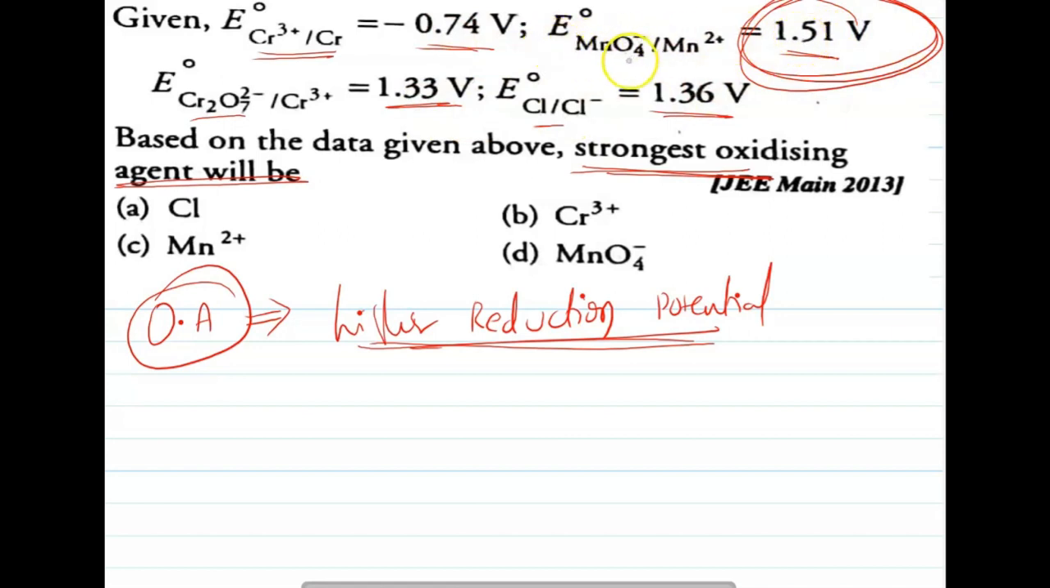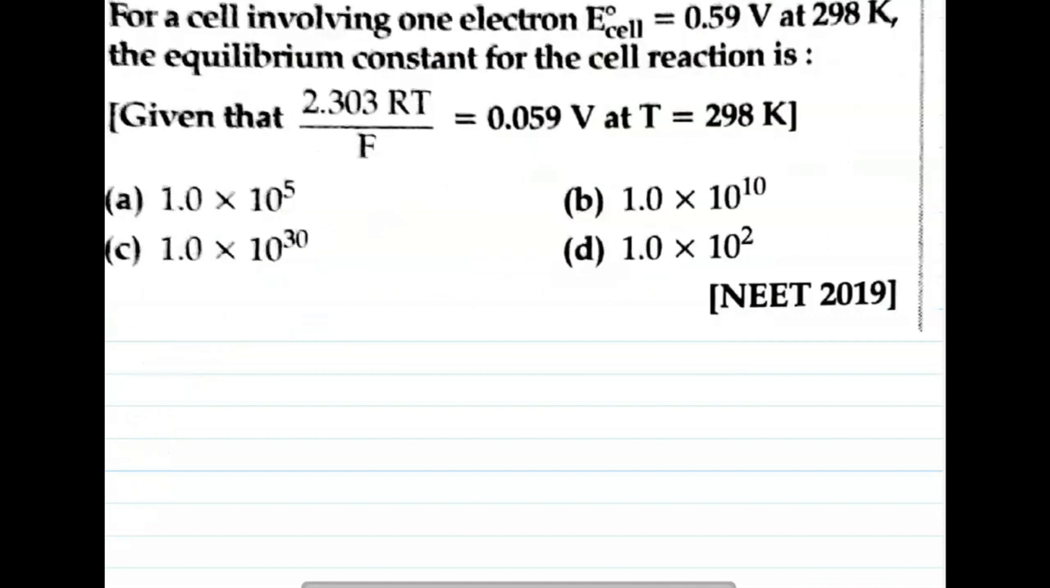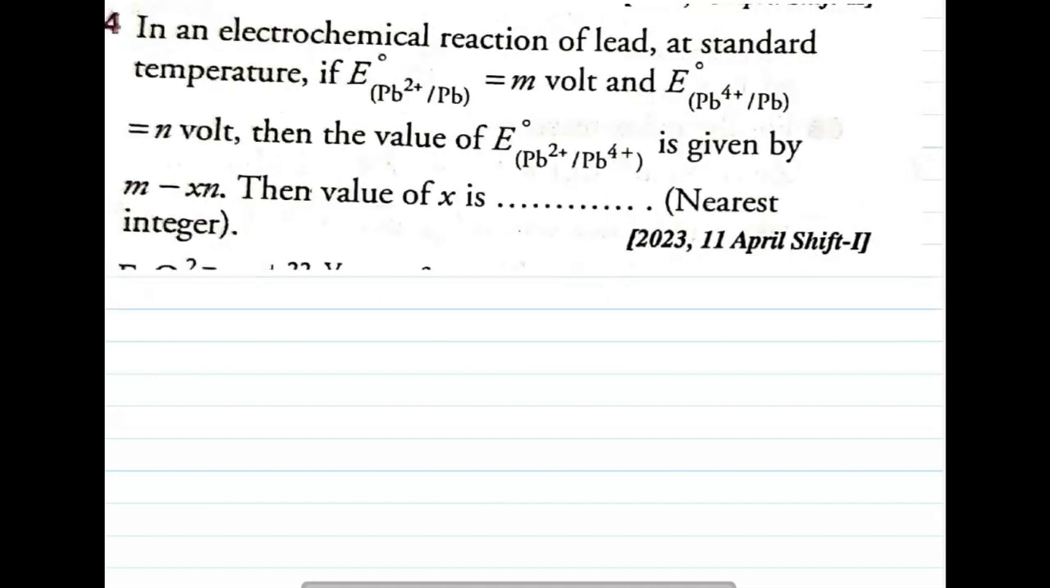So this is the strongest oxidizing agent. So which is the oxidizing agent now? MnO4. Again there are two options in this. Either it is MnO4 or Mn+2, because whichever is reducing, that will be your answer. MnO4 is reducing to Mn+2, so this will be the answer. Mn+2 is a very good reducing agent. So MnO4 is the correct answer. Right? Hope you understood. Next question we'll take up.